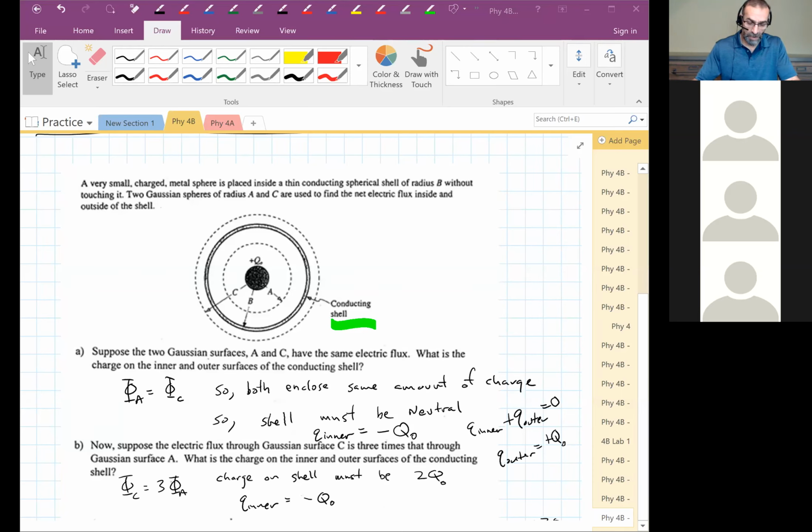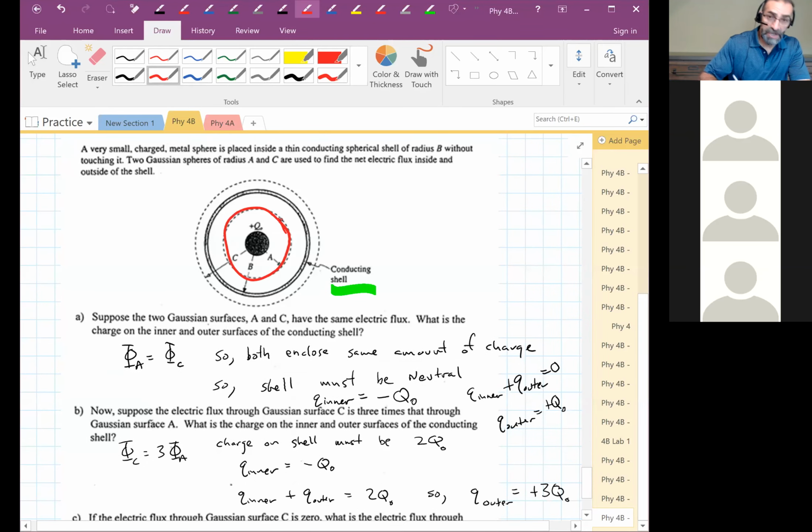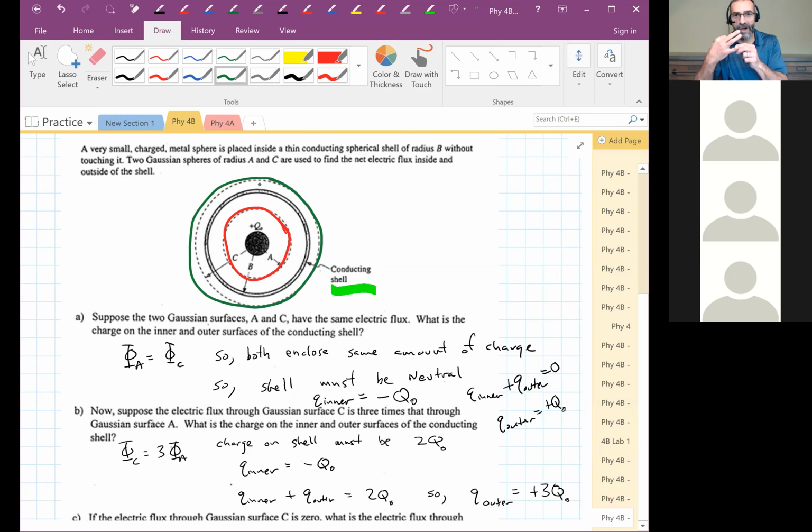So for B, one more time, the shell has to be 2Q because we know A has positive Q inside of it, and we know C has 3 times as much charge inside of it, which means it has to have 3Q. One of them is already at the center. So where are the other 2Q coming from? It has to be from the shell.